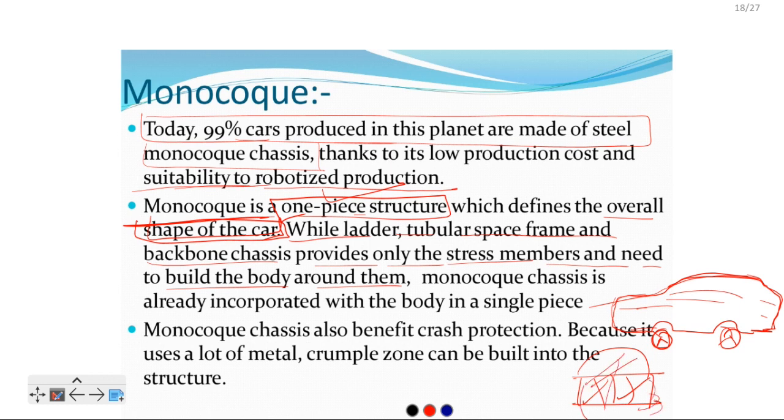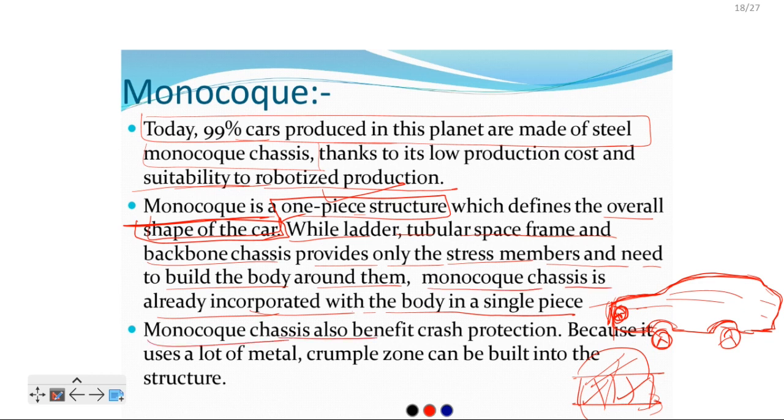अदर कंपोनेंट्स we used, but when you are going for the monocoque frame, you no need to make a cover for the particular frame and all. So this is absolutely ready made. It is coming absolutely ready made. Okay. So the shape and size is absolutely decided, already incorporated with the body in a single piece.